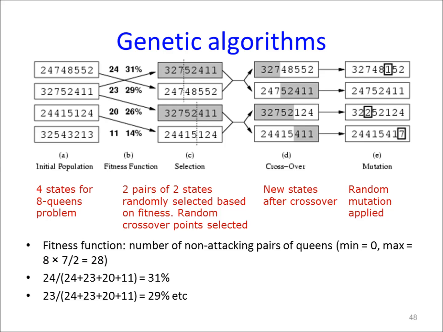I can test how many pairs of non-attacking queens my configuration has, and that tells me how fit my representation is. Earlier we were minimizing the number of attacking pairs, but now let's say I want fitness, the maximization analog of it. So I'm going to count the number of non-attacking pairs. The minimum number of non-attacking pairs would probably be 0, and the max in this particular example would be all pairs, so 28.